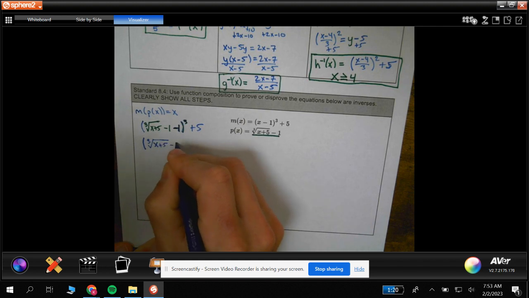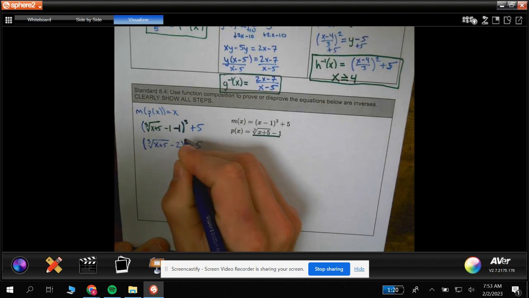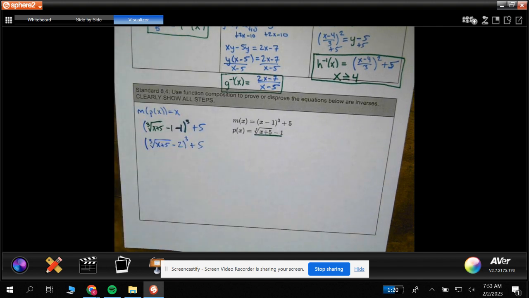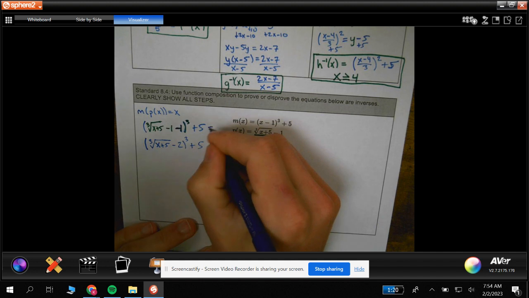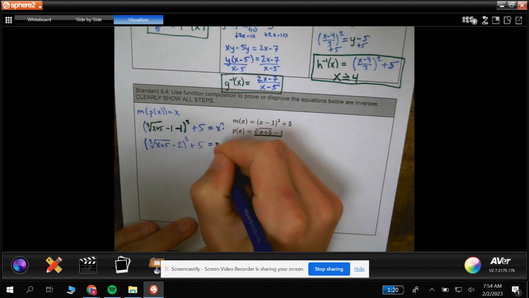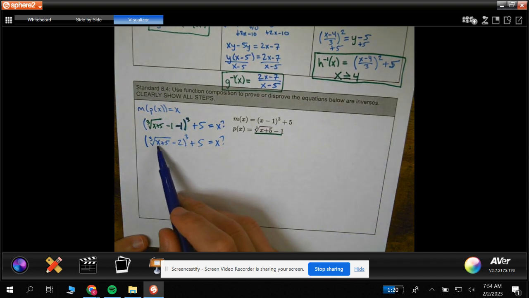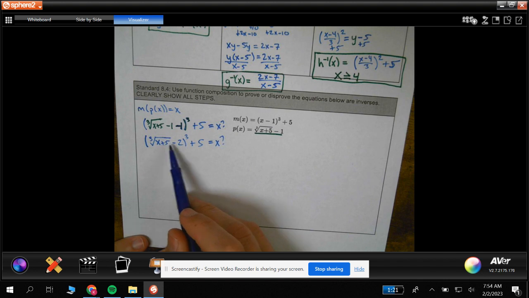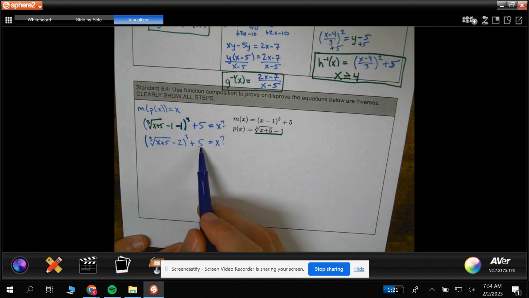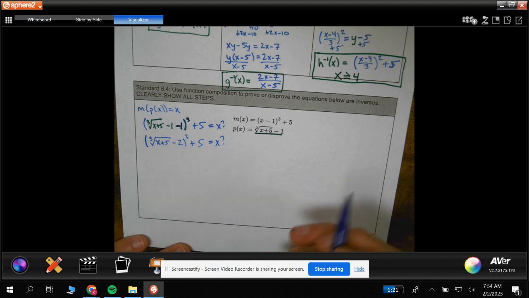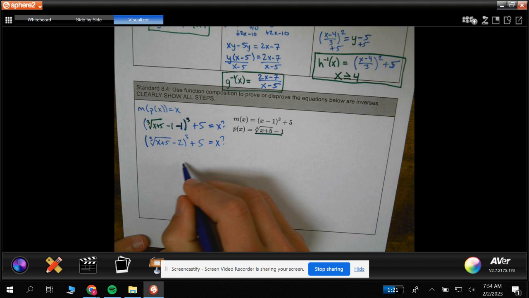X plus 5 minus 2 plus 5 cubed. Now, the question is, is this going to simplify to just equal x? Here, if you think about what's going on, we're going to cube this. So we're going to have this times itself times itself. Great, that's going to give us an x plus 5. But then minus 2 cubed, well, that's going to give us a negative 8 at some point. There's no way we're really going to be able to cancel out a 5, negative 8, and a plus 5 to equal 0. It's not going to happen. So this does not work.